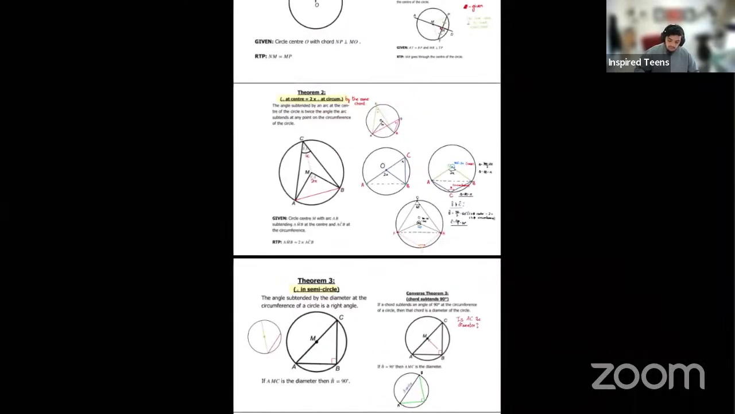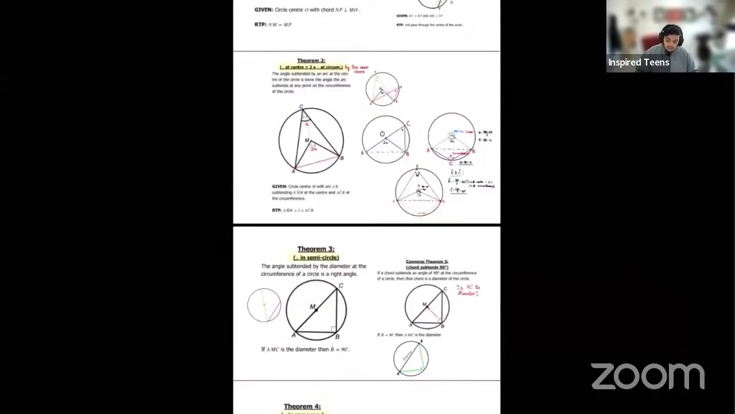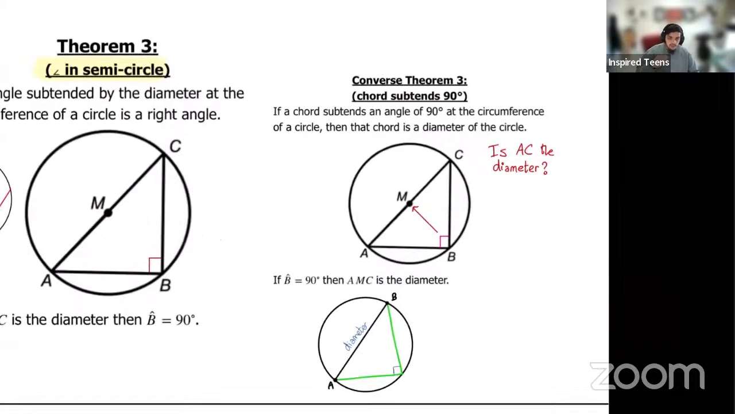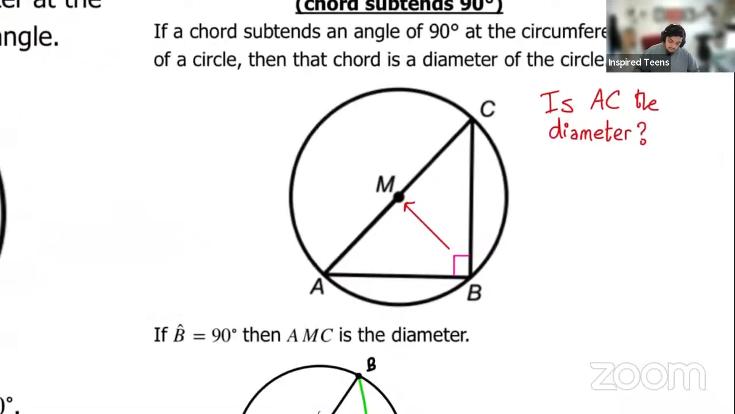It reverses all of these, it's like the backwards version. Just like how when you have a diameter, you can conclude that it subtends a 90-degree angle, if a chord in a circle subtends a 90-degree angle, you can also conclude that that chord has to be the diameter. So just keep that in mind.